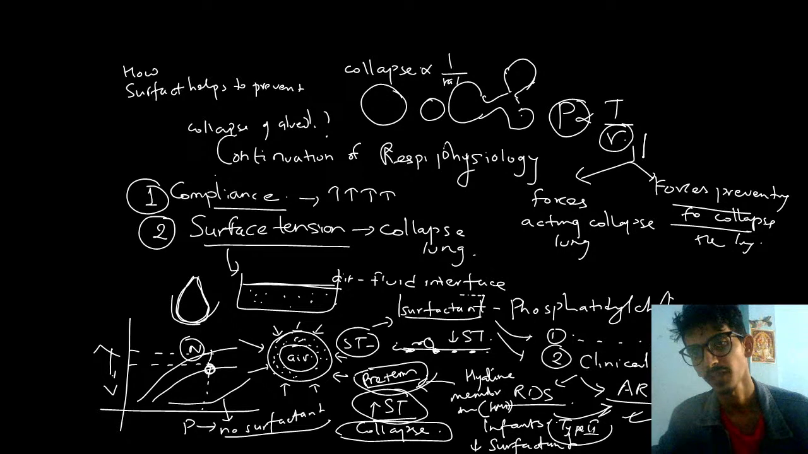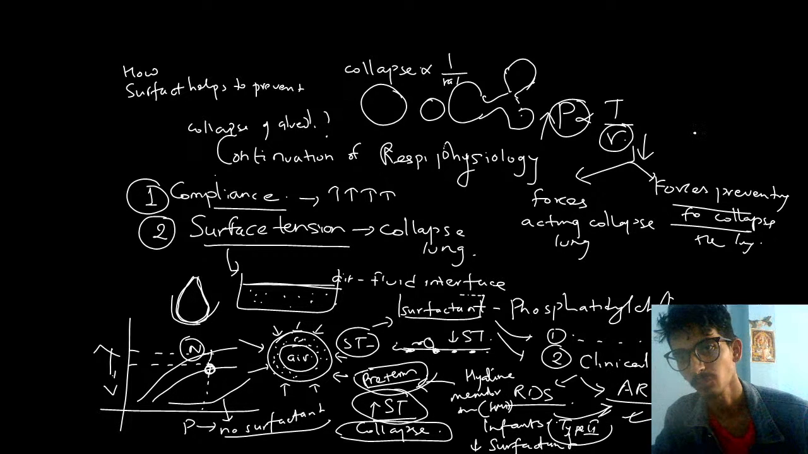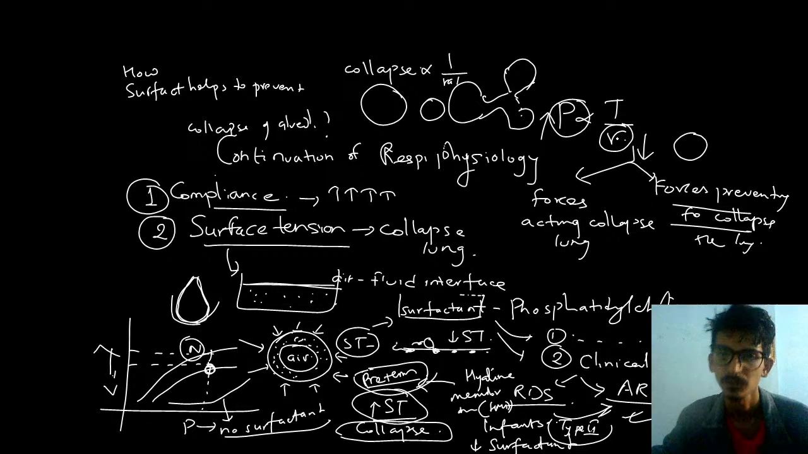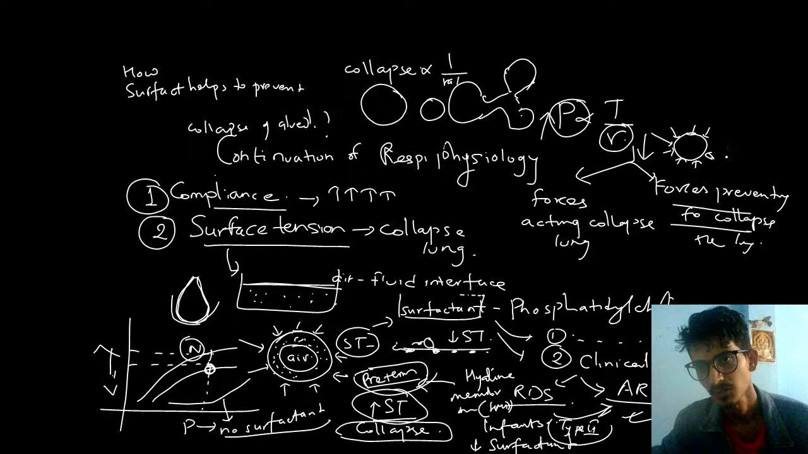That means if we have a lesser radius, then the collapsing pressure is more. So if we don't have any surfactant molecule, then the smaller alveoli, because they have the lesser radius, will have more collapsing pressure and they will collapse. Smaller alveoli will collapse, whereas the larger alveoli, as they have the bigger radius, won't collapse.